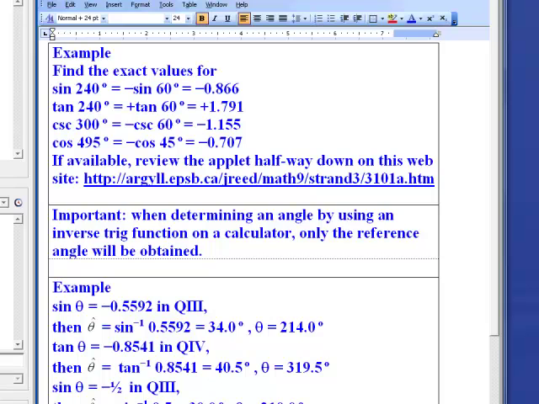And the last one is going to be the inverse tangent of 1 over 1.6003, again, because we're using the reciprocal of the cotangent, and we came up with 32 degrees, and we're in quadrant 2, so 180 minus 32 degrees is 148 degrees. And with that, we're done with the lecture on the reference angle.